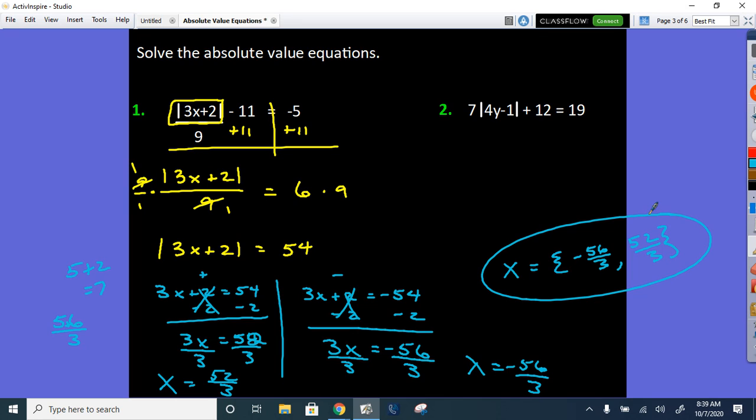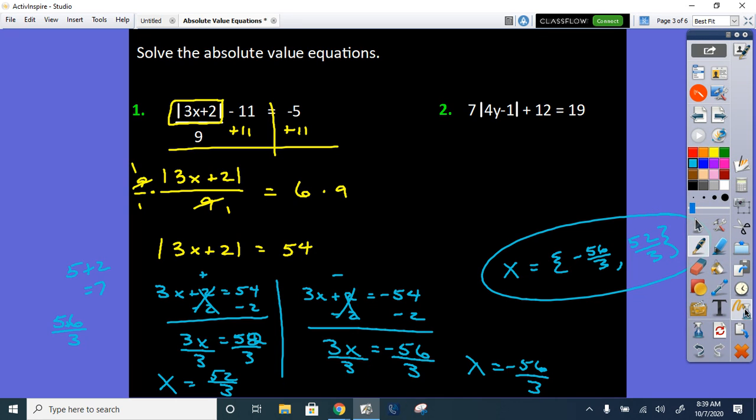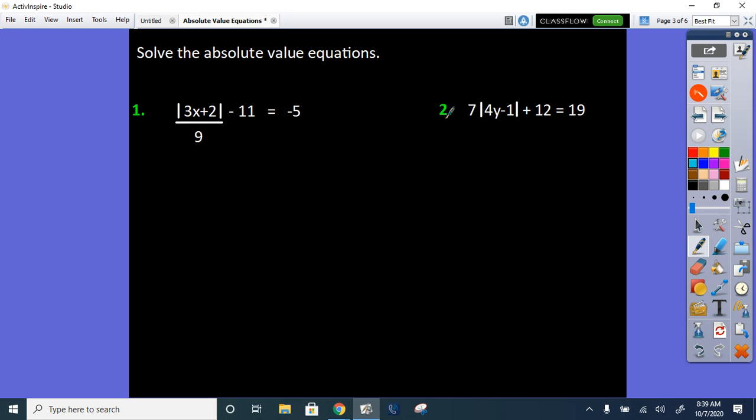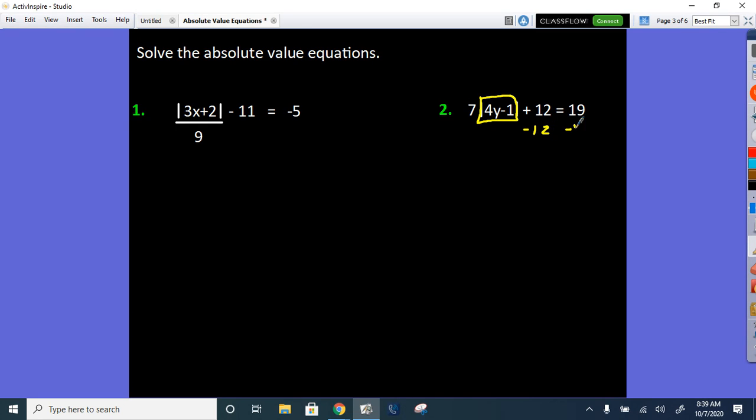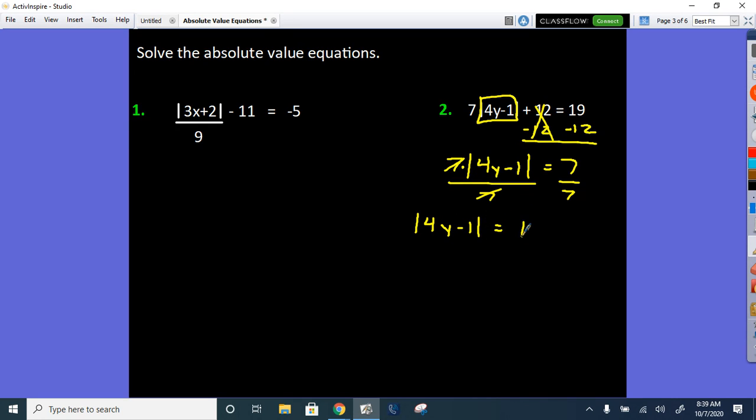Okay. So that's the first one. The second one, now we're going to work with, again, reverse order of operations. So I'm looking to isolate this 4y minus 1. Therefore, I want to subtract the 12 from both sides. There's my reverse order of operations. 7 times the absolute value of 4y minus 1 is equal to 7. Now, remember, this is 7 times this quantity in here, so I'm going to divide both sides with my opposite operation. And now I'm left with the absolute value of 4y minus 1 is equal to 1.